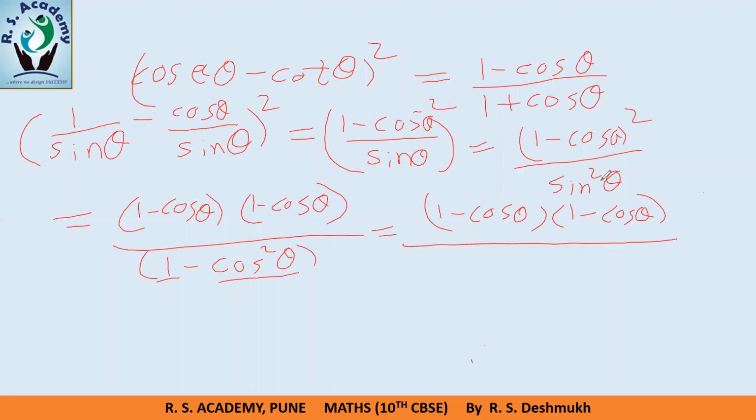a square minus b square. So I can write it in two ways. 1 minus cos theta, that is a minus b, and a plus b, that is 1 plus cos theta. So 1 minus cos theta will get cancelled, and I'm getting the answer as 1 minus cos theta upon 1 plus cos theta.